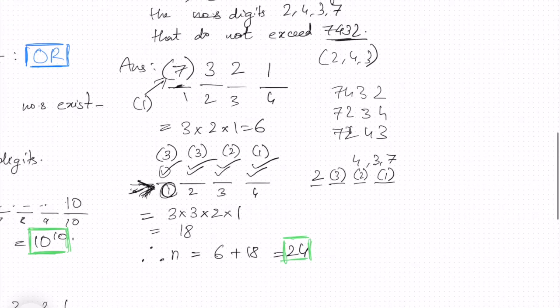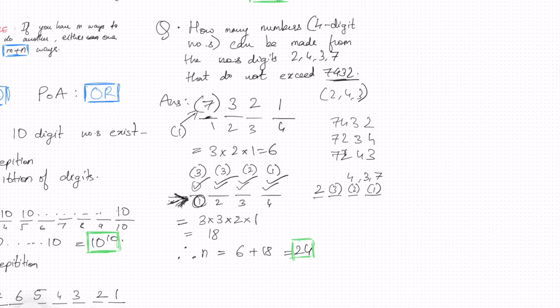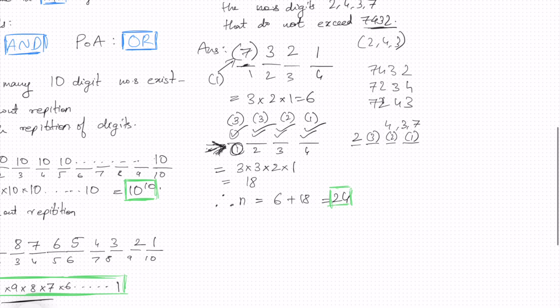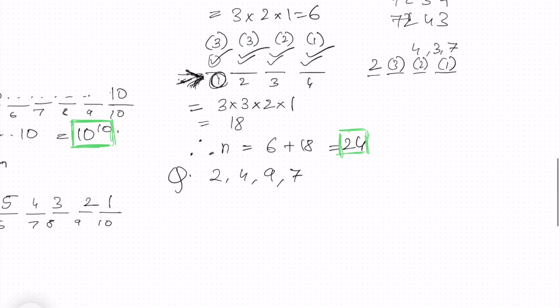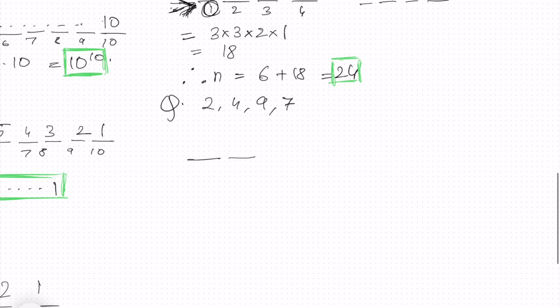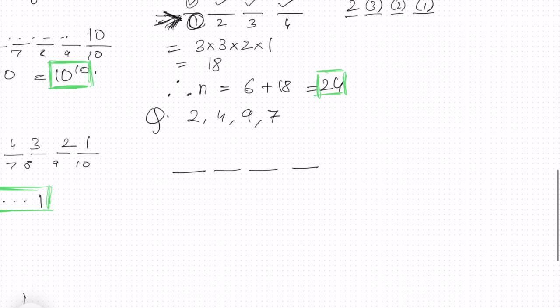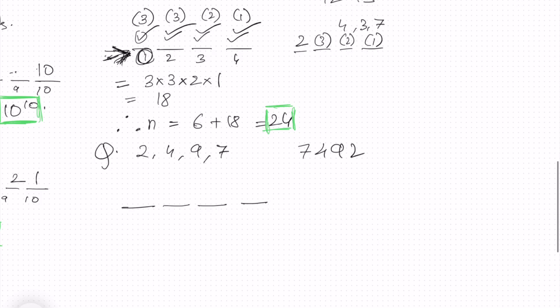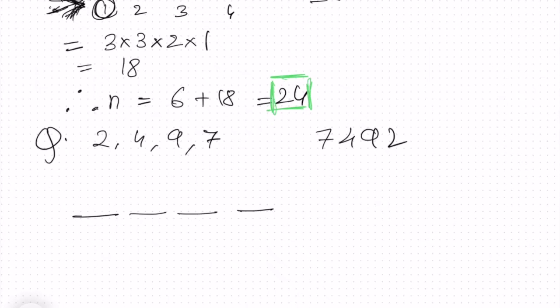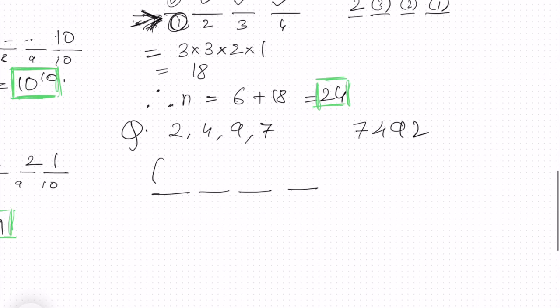Now it would be a bit more complicated if we had the digits, say for argument's sake, 2497. Say this was the question. Now you would have to be a bit more careful, and say the task is to not exceed the number 7492. I've just replaced 3 with 9, and so let's see in this case what happens. Again, I cannot place 9 here.